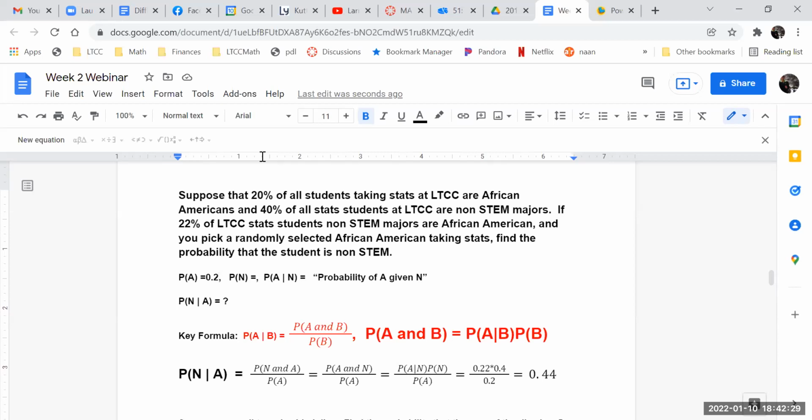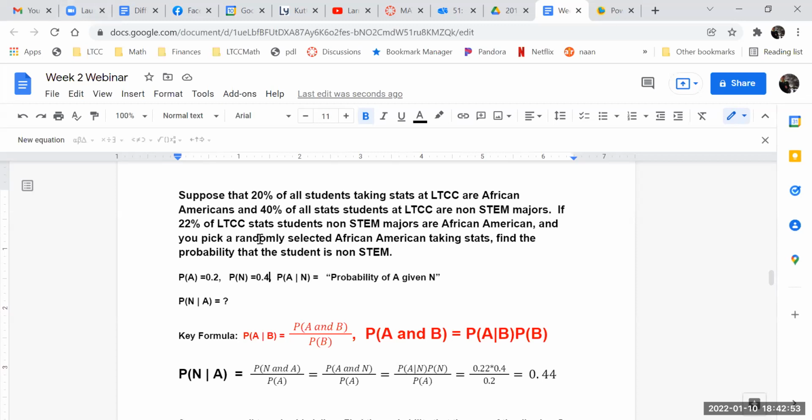Then 40% of all stats students at LTCC are non-STEM. That's the probability. I'm going to call N for non-STEM. And that is equal to 0.4. Any questions on how I turn that sentence into probabilities?